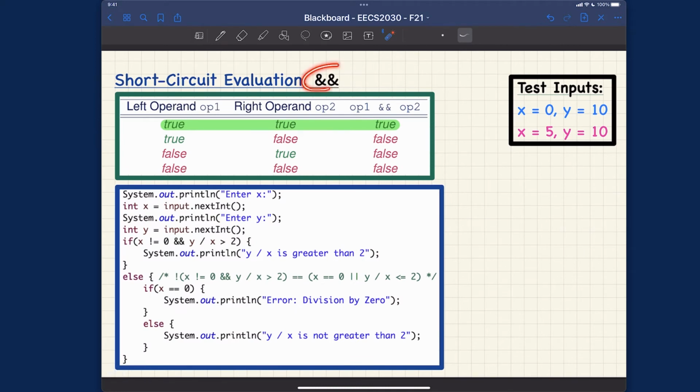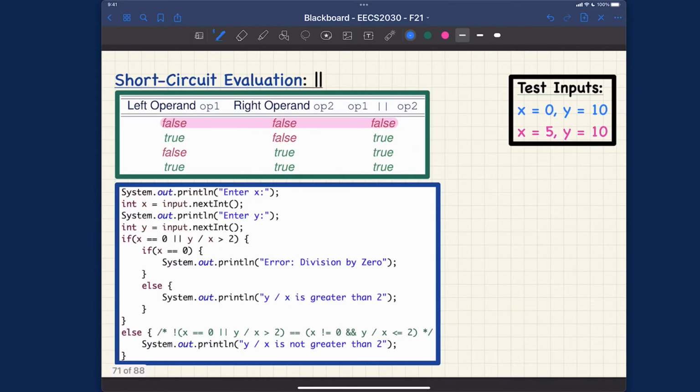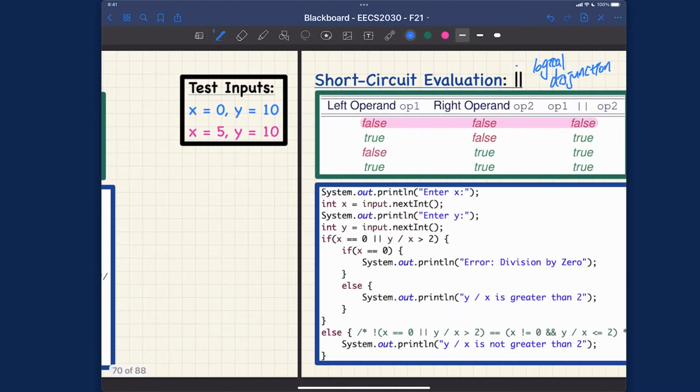Let's talk about conjunction first. This is the so-called truth table for conjunction. If I have operand 1 on the left and operand 2 on the right, and both of them are Boolean expressions, and I'm combining them using conjunction, ampersand ampersand, that's logical conjunction. On the other hand, the vertical bar is for logical disjunction. The way it works in terms of short circuit effects is very symmetric, so I'll talk about them one after another.